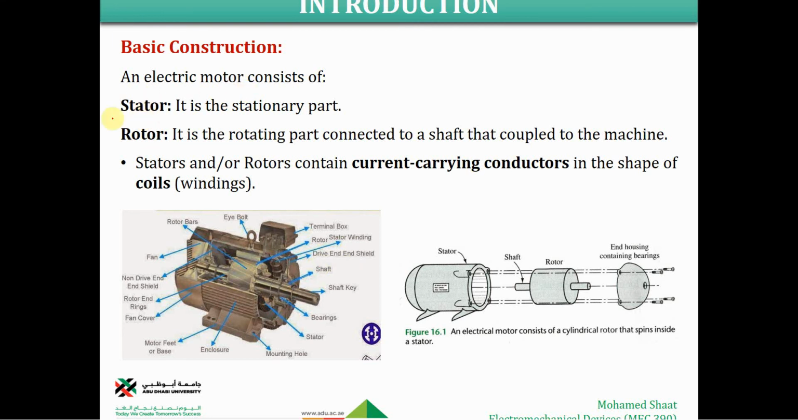An electrical motor consists of two essential parts, as I mentioned: the stator, which is the stationary part like this part, and the rotor, which is the rotating part connected to a shaft that can be coupled to the machine. Most electrical machines work on this concept: we have an electrical motor fixed in place, and there are lots of things inside the motor that are hidden inside the housing. This is what we see from the motor, the exterior.